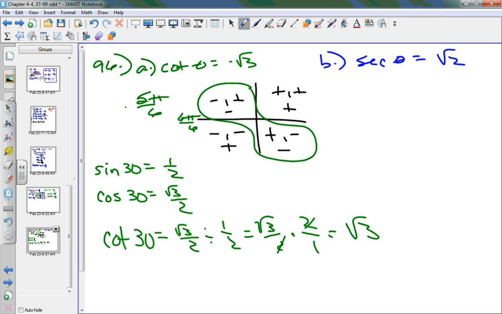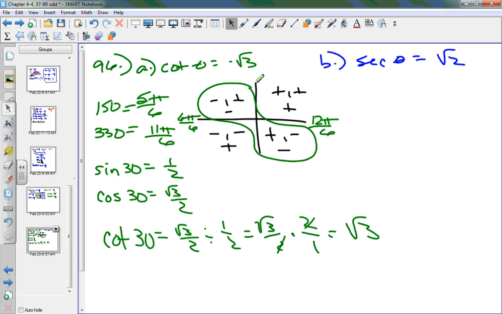5 pi over 6. So if it's 30 degrees, 180 minus 30 is 150. Now I need this one. This one's going to turn into 12 pi over 6. So what's that going to be? 11 pi over 6. So that's going to be 360 minus 30, which is 330. Do we see that? Yes or no? It's simply knowing your unit circle.